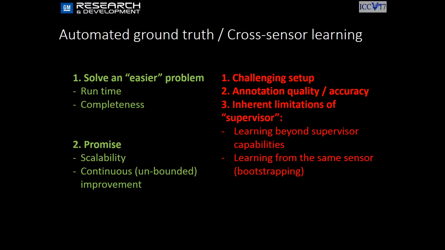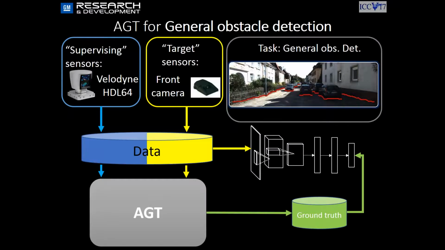But actually, sometimes we can bypass this. So I will show examples in which we can learn beyond the supervising sensor capabilities. And also, we can even learn from the same sensor, but achieve better results than we could before. So this is a type of bootstrapping. Okay, so I'll start with the example for general obstacle detection. This is the first work that we did in this area. We had the Velodyne LiDAR as a supervising sensor. We had the front camera as a target sensor.